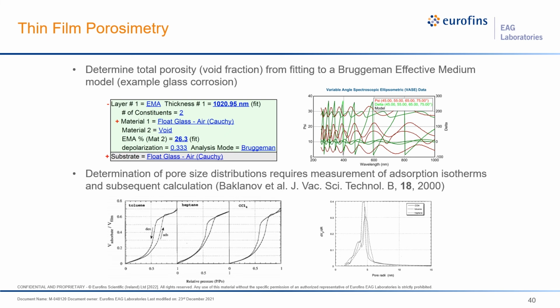In this example, the layer is modeled as a mixture of the underlying glass, because this is a glass. The fitted void fraction was equal to the porosity, as I just said, as can be seen in the example of the glass that is corroded at the surface. In principle, the pore size distribution can also be determined by measuring an adsorption isotherm, or by several, as shown in this example here at the bottom, taken from literature.